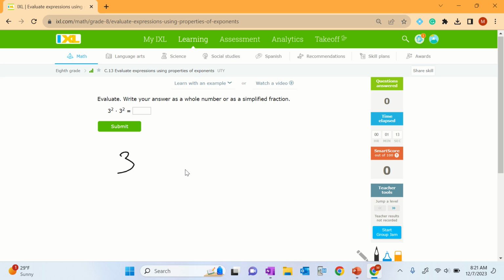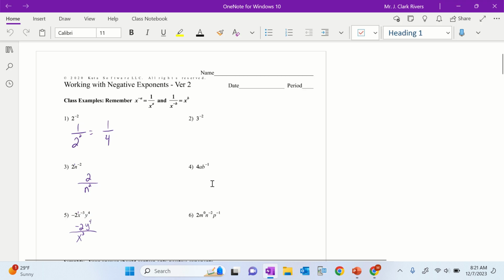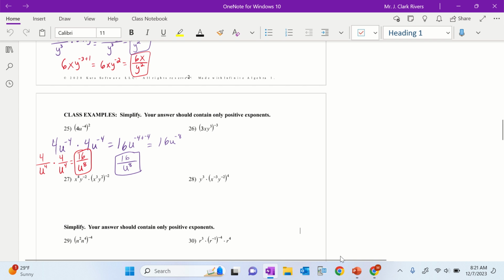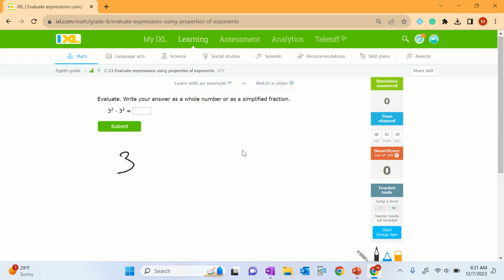Hey everybody, we've had some issues with IXL C.13. Also, I'm not going to be in class on Friday, so I also wanted to go through the evens on this document here, working with negative exponents. I might touch on some of the later ones here that we did not get to in class as well. So this is just going to help you prep for your quiz that you're taking in class on Friday.